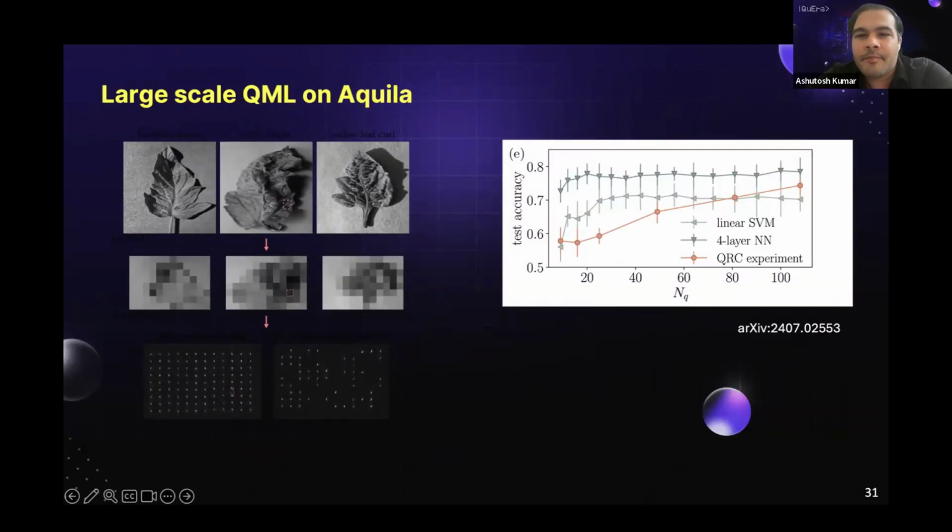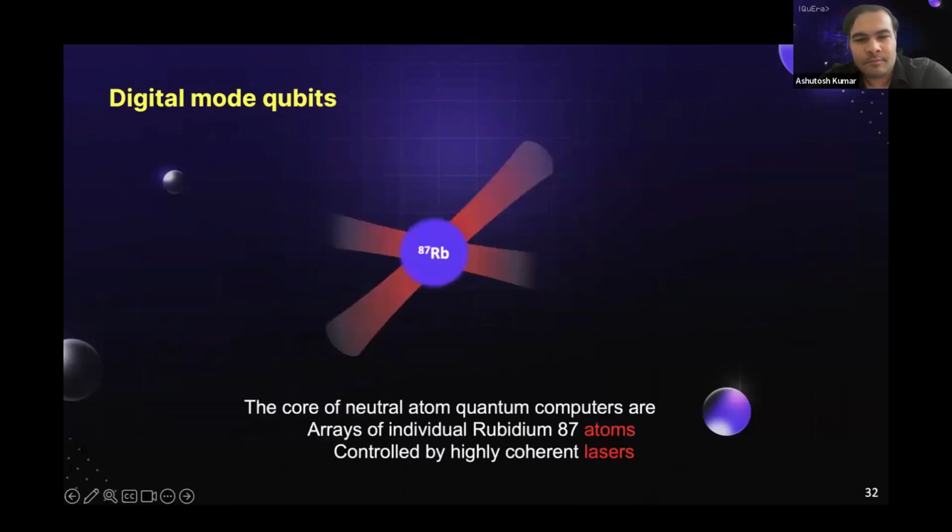And this plot here shows some results. You can see as the number of qubits, or the size of the feature vector, increases, the orange curve keeps picking up accuracy, while the comparable classical models saturate. So that was quite encouraging. That was the analog mode work that has been done, and is still being done by multiple researchers all over the world.